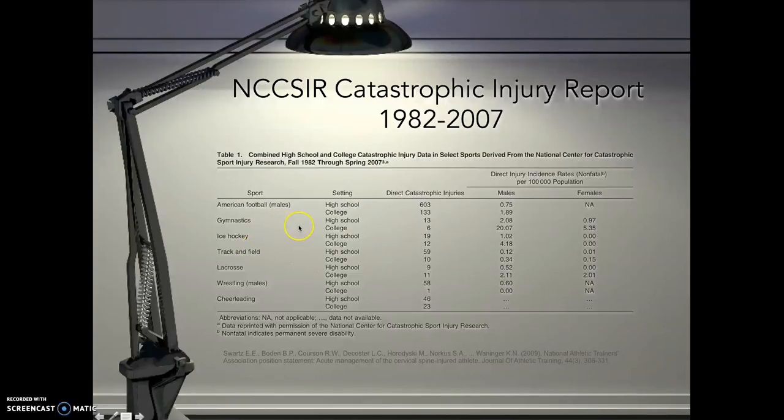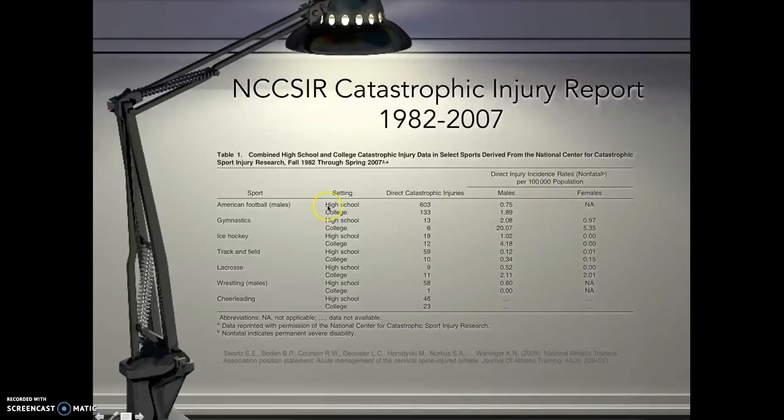So the question for us is, where's the highest number of direct catastrophic injuries? You've now read a couple articles on this, and you know that American football has by far the most direct catastrophic injuries of any sport. So 603 at the high school level, 133 during this period here, and that far and away exceeds any of these other categories of sport. Okay, so this would be the number of direct catastrophic injuries. And then in this category over here, we break it out males and females, and also this is a rate, so it's an injury rate per 100,000.